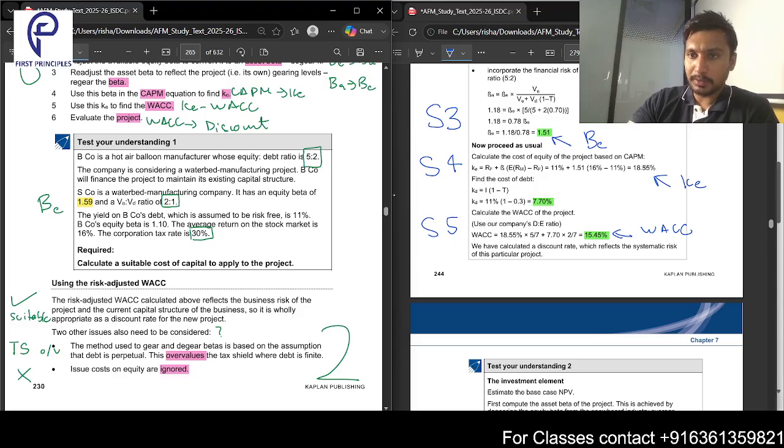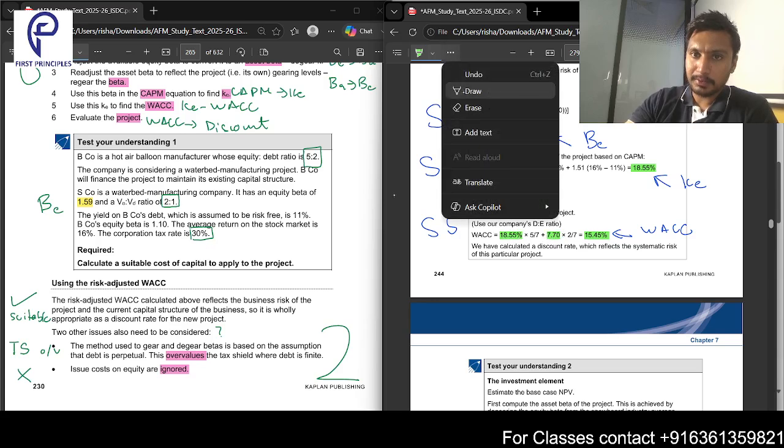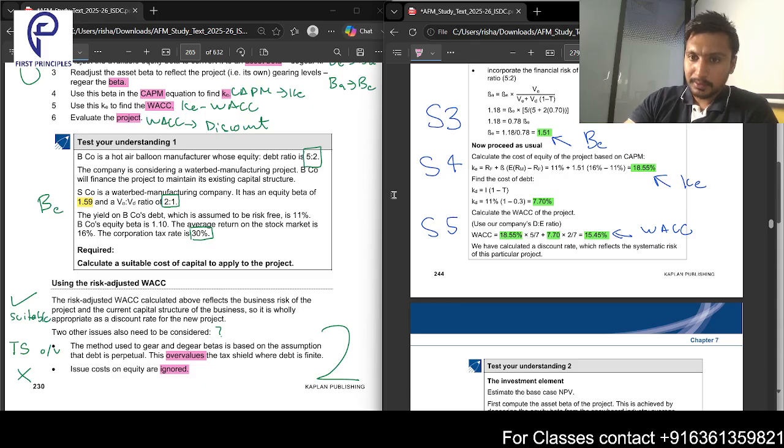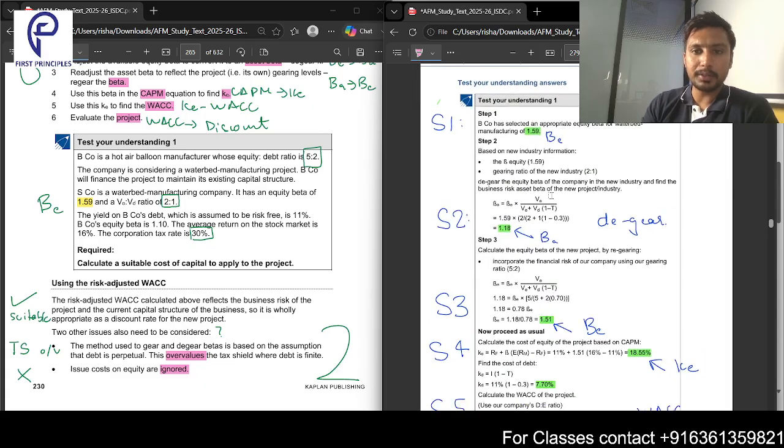So we have the cost of equity over here and we have the cost of debt. This is the cost of equity. This is the cost of debt. Then we multiplied them with the weights to find the WACC. 5 by 7 is the weight here, 2 by 7 is the weight here, because the ratio is 5:2. So we got the WACC and this WACC will be used to discount our cash flows.